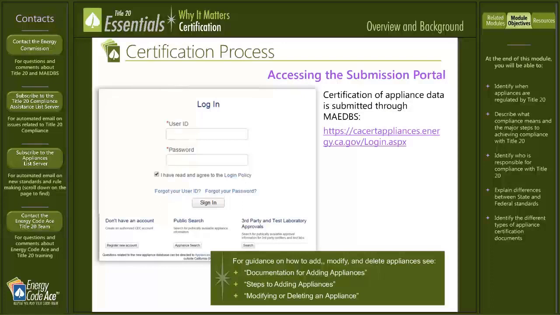All certification is now done online through the Modern Appliance Efficiency Database System, or MAE-DBS. You can access the submission portal by using the link shown on the screen. Prior to submitting data, we strongly suggest that you review additional Energy Code ACE Title 20 Essential modules for guidance on adding, modifying, or deleting appliances.